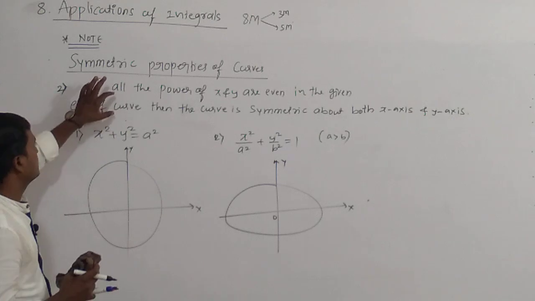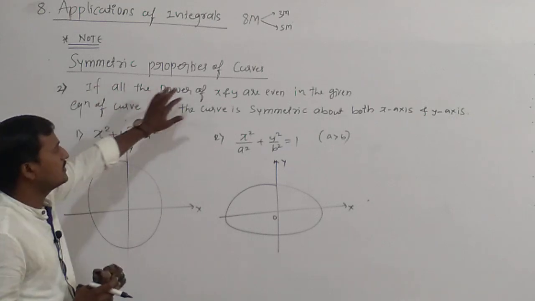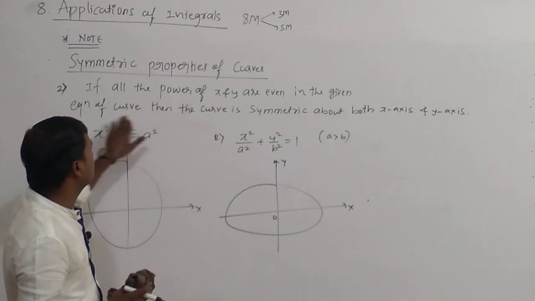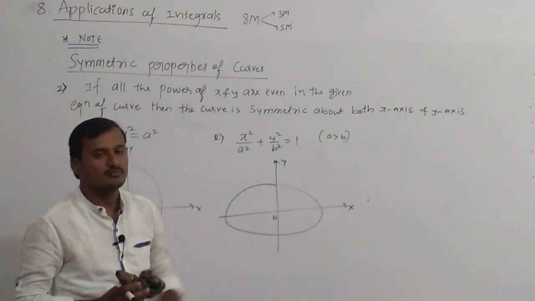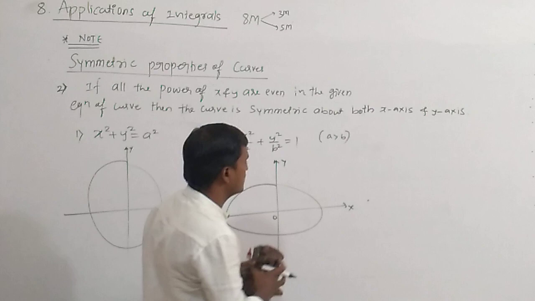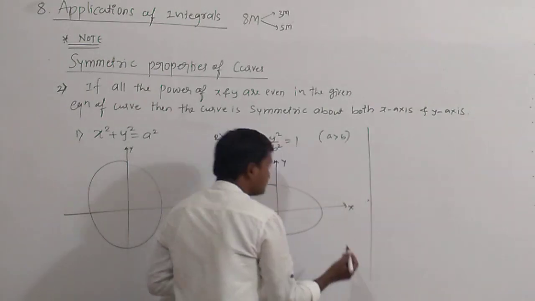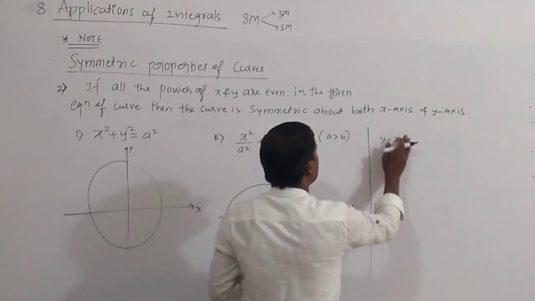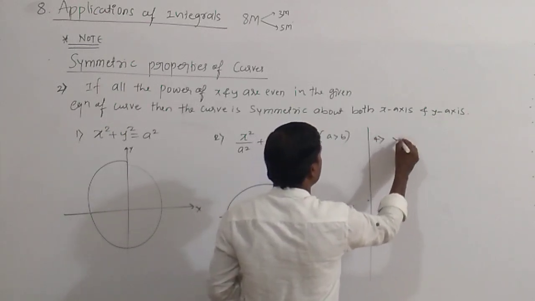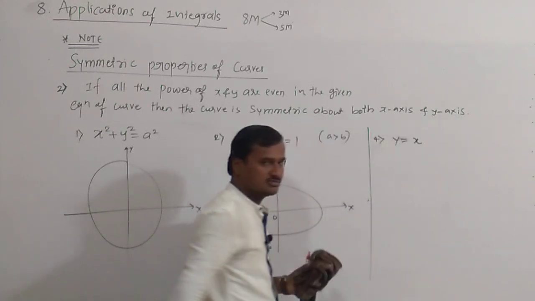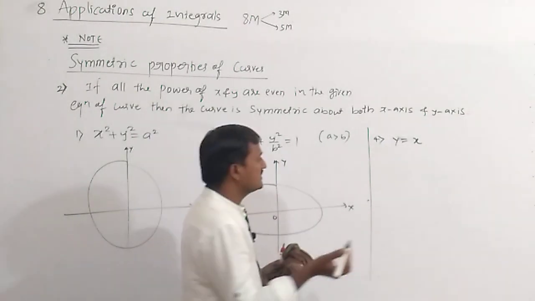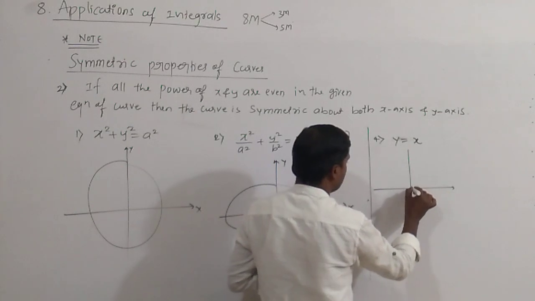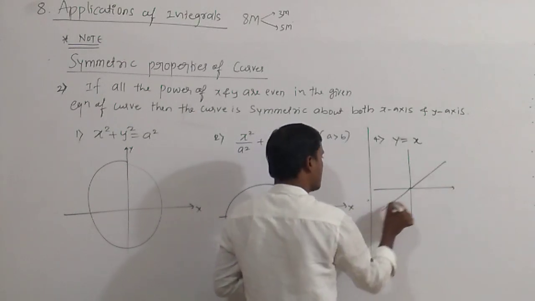So that is the third one: if all the powers of x and y are even, then the equation of a curve is symmetric about both the x-axis and the y-axis. And also, if in a given equation of a curve the power of x is odd, in this case the curve is symmetric about opposite quadrant.